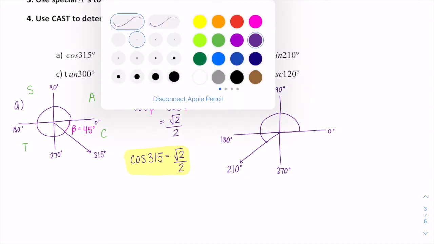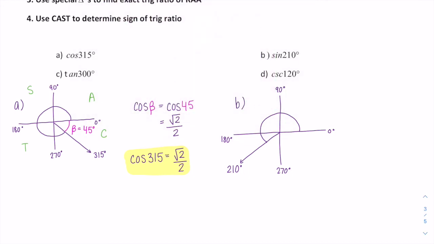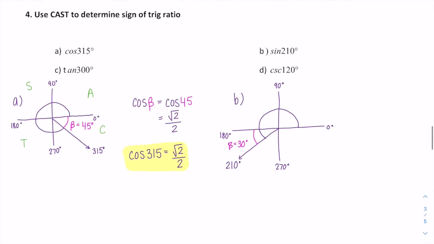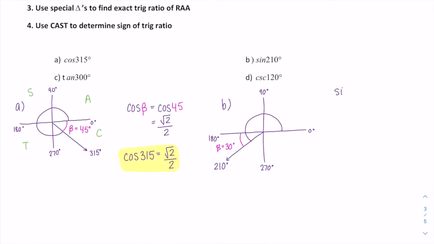Now I need to find my related acute angle. So remember, my related acute angle is always measured from the x-axis. So it's living right in here. And the difference of 210 to 180 is 30 degrees. So we have 30 degrees in there. So now I'm looking for sine of 210. So I'm going to start by finding sine of my related acute angle. Because it's related, it's going to have the same value. The only difference is the sign, and we will use cast rule to figure that out.